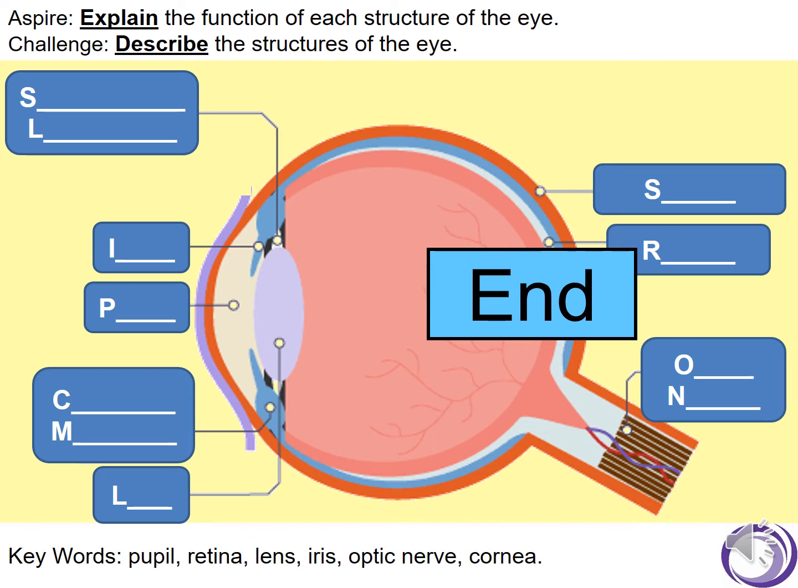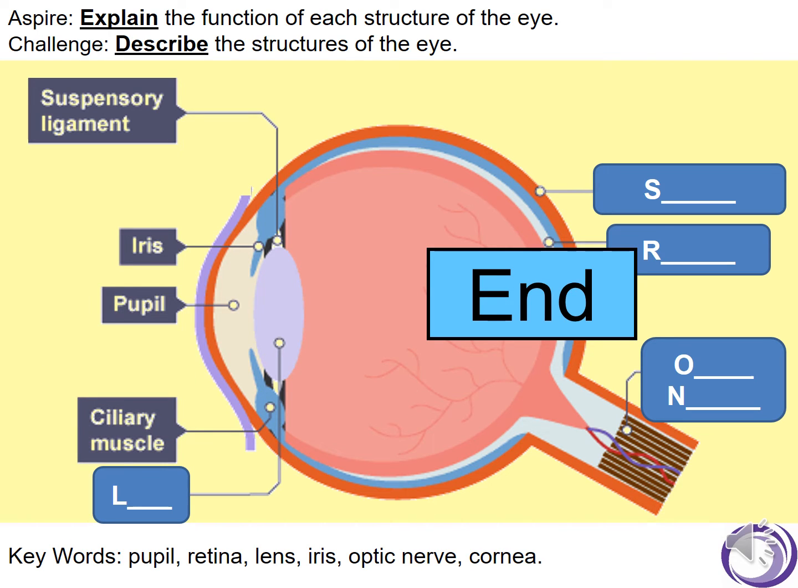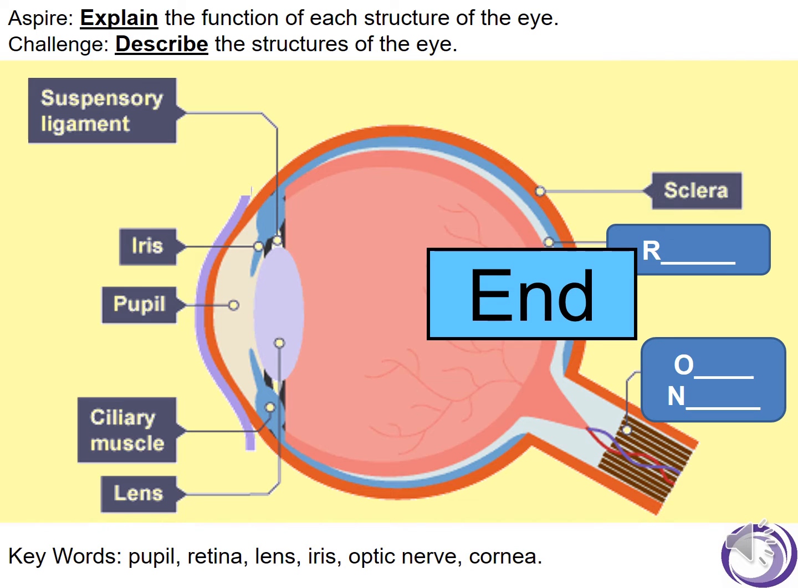Okay, let's have a look at the labels that we've got then. Suspensory ligaments, which of course are connecting to the lens and supporting it from the ciliary muscles that we'll come to in a second. We've got the I for iris, the P for pupil, ciliary muscle, CM, as I've said already, which are connected to the suspensory ligaments and to the lens that we've got. Now here's a new one.